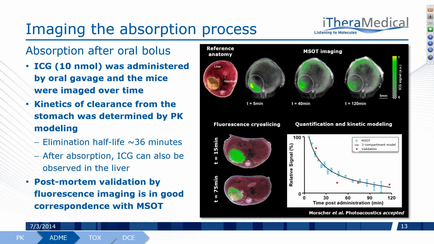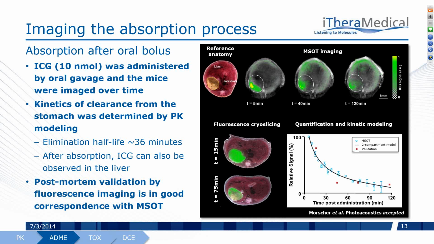The ICG will then end up in the intestines, after which it can be absorbed, and this will lead to uptake into the liver. So we see gastric emptying, we can see the ICG being absorbed and ending up in the liver. We can quantify these processes, what I show on the bottom right. These blue circles again are MSOT-derived data points of signal over time, with the line being the pharmacokinetically modeled fit. So we can derive the elimination half-life of ICG from the stomach to be about 36 minutes, and we can see that the ICG ends up in the liver after it's being absorbed.